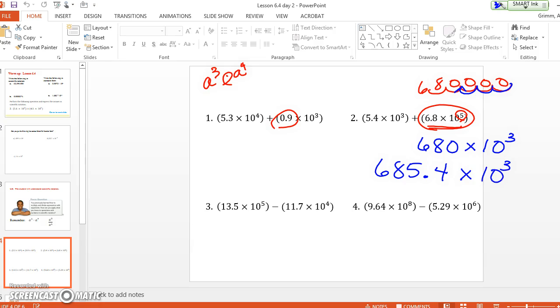What's wrong with that? It's not under 10. Good. So I still need to move my decimal point. Bingo, bango. 2 more times. What's that going to do to that exponent? Increase it to what? To a 5.